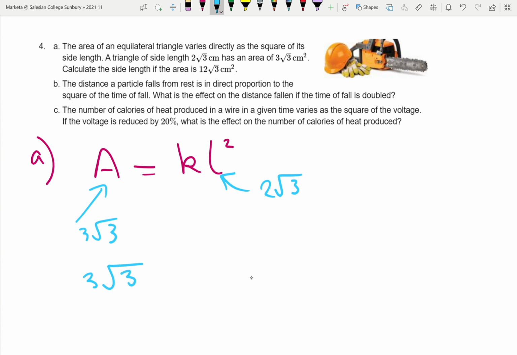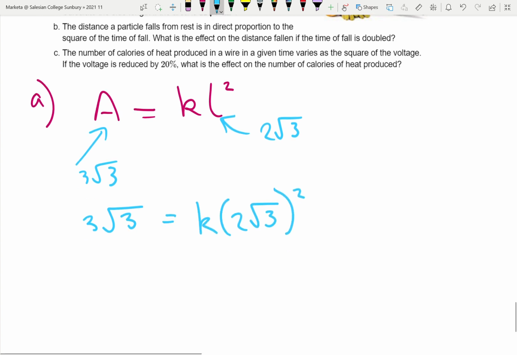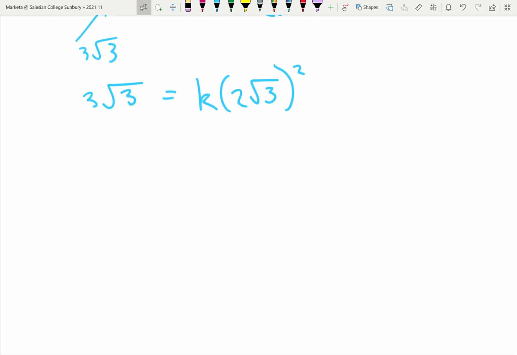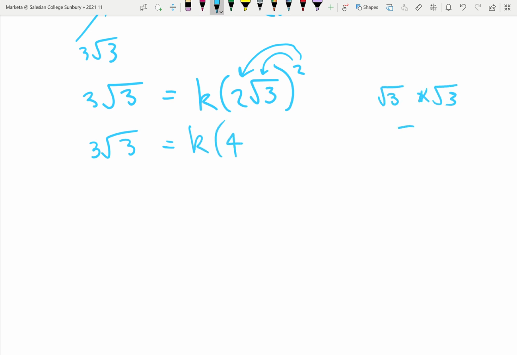So 3√3 equals k times 2√3 squared. And now, well, this is not too hard. But people don't really remember that you have to square both things. So 2 squared is 4. Oops, better put the k in. And then √3 squared, that's √3 times √3. So that equals √9, which equals 3. So there we go. So now we have 3√3 equals 12k.